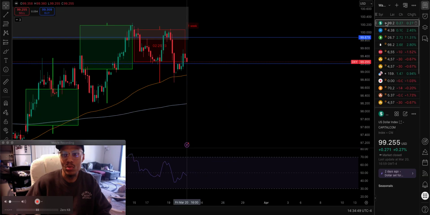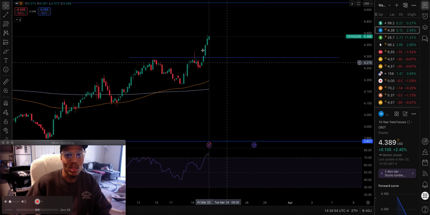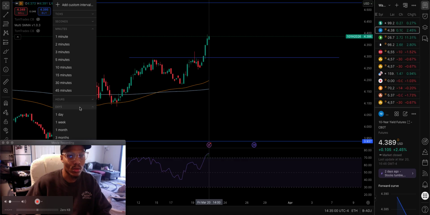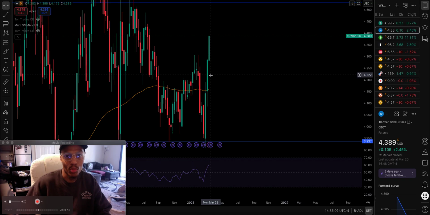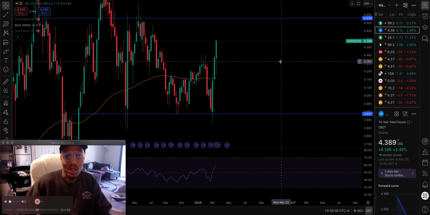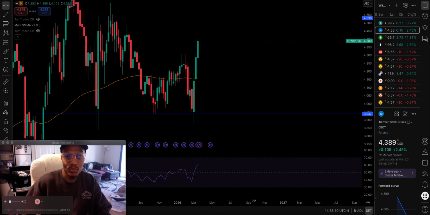Let's go to yields. So we can see how yields have been very bearish for the week. We go here, and we can see how yields pushed very bearish for the week. So rising yields, with the dollar rising and yields rising, that actually puts more pressure on the market.